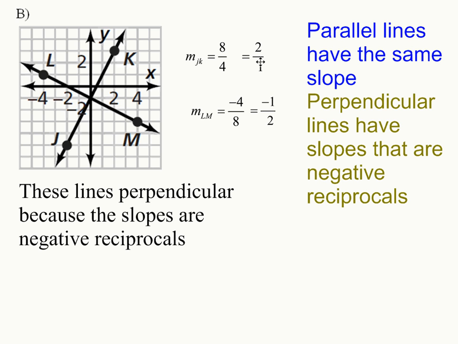Are these lines parallel? No, they're not parallel because the slopes are not the same. Are they perpendicular? Well, the slopes of perpendicular lines are negative reciprocals. So yes, these lines are perpendicular. And what do we mean by negative reciprocals? We mean that they are reciprocals of each other and the signs are different. So these lines are perpendicular, pardon me, that should say these lines are perpendicular because the slopes are negative reciprocals.